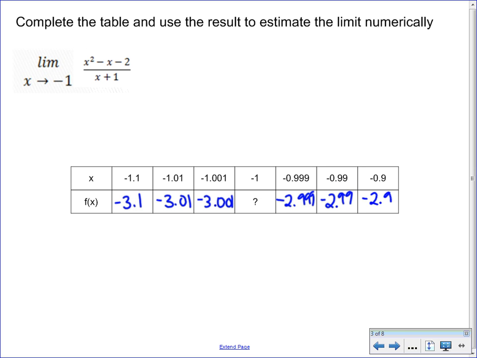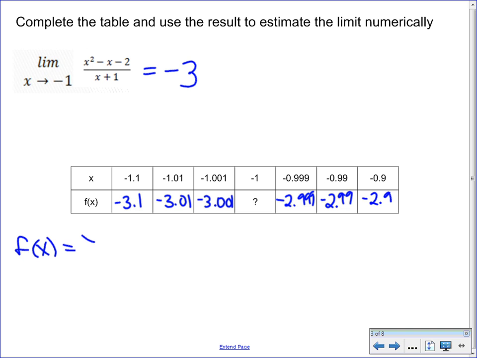what function value are we approaching? 3. So that is our limit. Okay. Let's look at this graphically. What kind of function are we working with? Right now it's a rational function, right? How do we graph rational functions? What's the first thing we have to do?